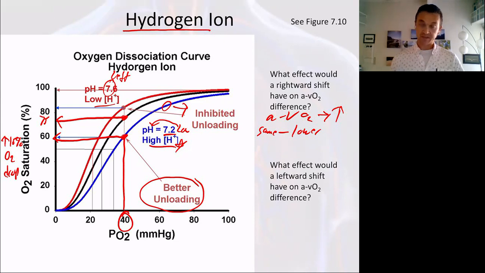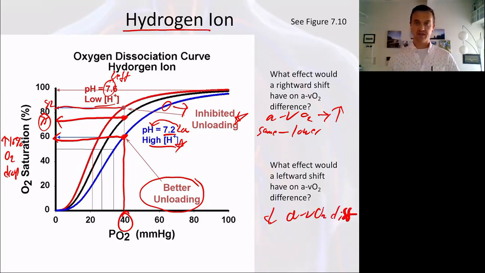It's going to be just the opposite on the other side. Okay, so we get a leftward shift. If we go this way, so instead of being at 75, like we were here, we get that leftward shift, and now we're at more like 82. Right, so we have less drop off, right? Inhibited unloading. Okay, and so that leftward shift would decrease AVO2 difference. Okay, and so that's a key piece.